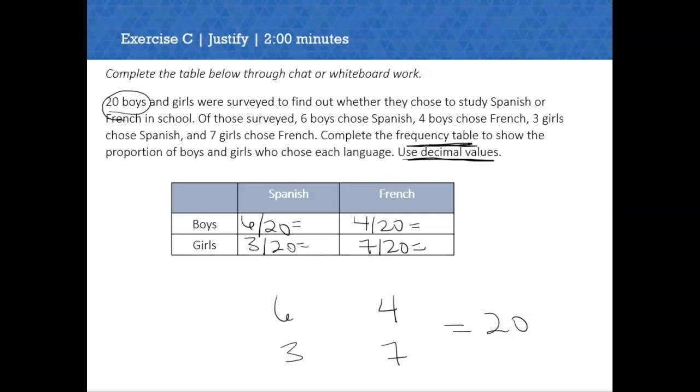So 6 divided by 20 is our first, and we get 0.3. So you can just put this in your calculator. 6 divided by 20, 0.3. So 3 divided by 20 is 0.15. 4 divided by 20 is 0.2. And finally, 7 divided by 20 is equal to 0.35.